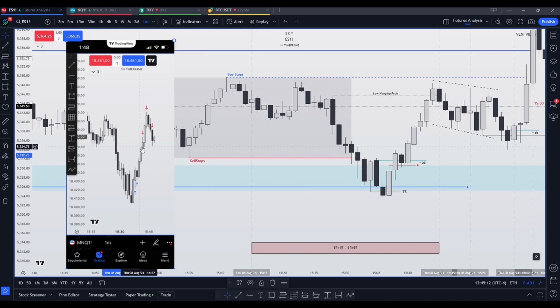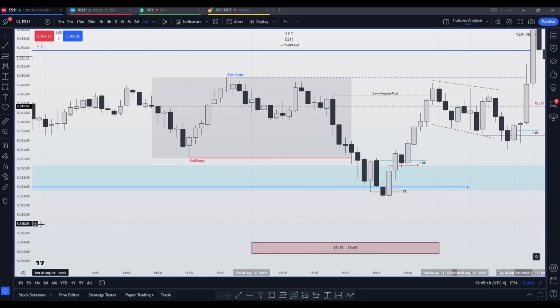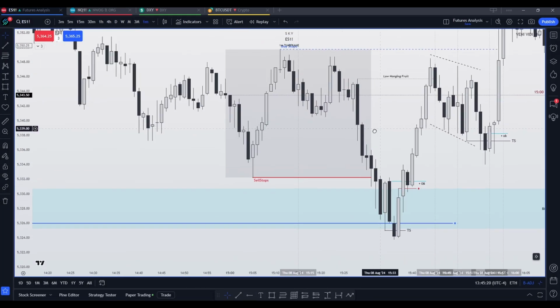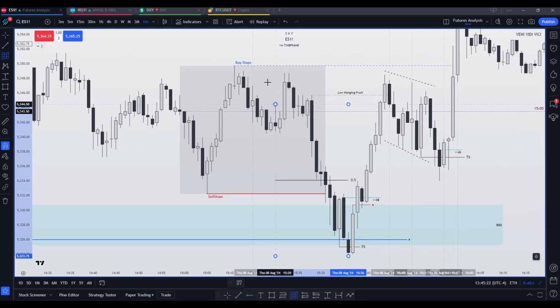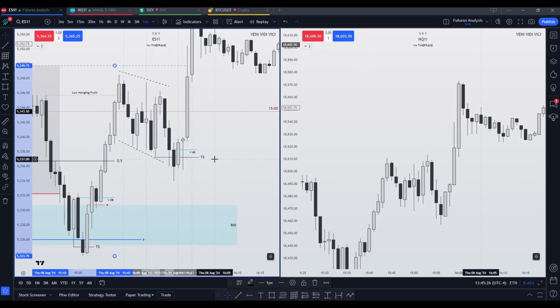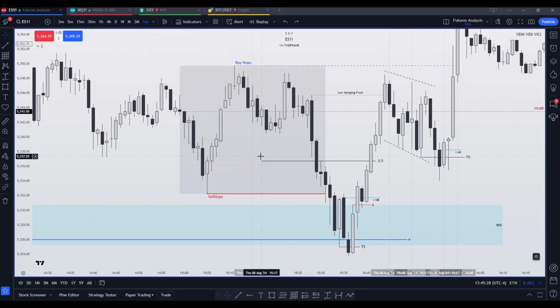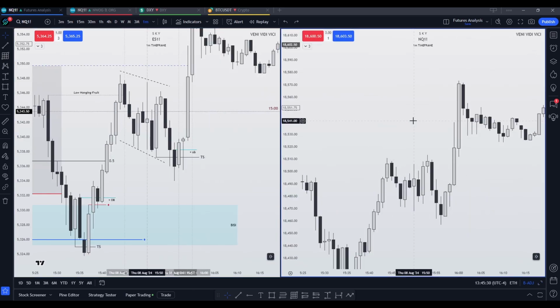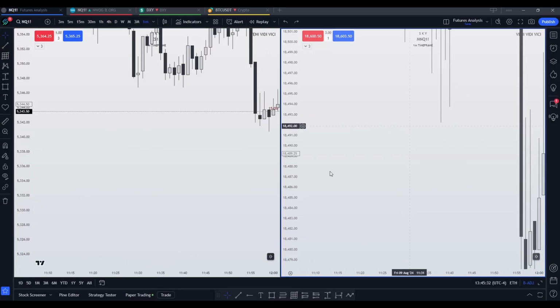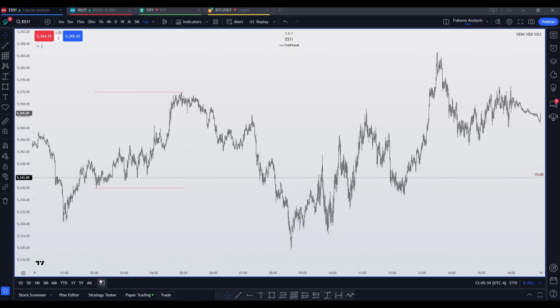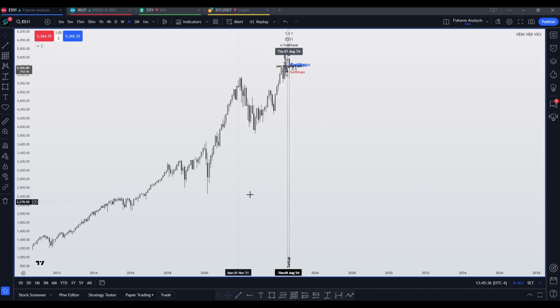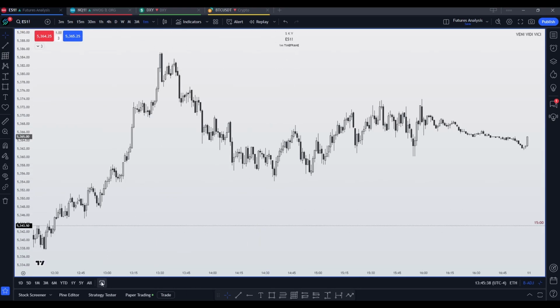I don't remember why I took a partial right here, to be honest. Let me check why I took a partial right here. Let me open MNQ. Well, it doesn't matter. Let's just focus on this.